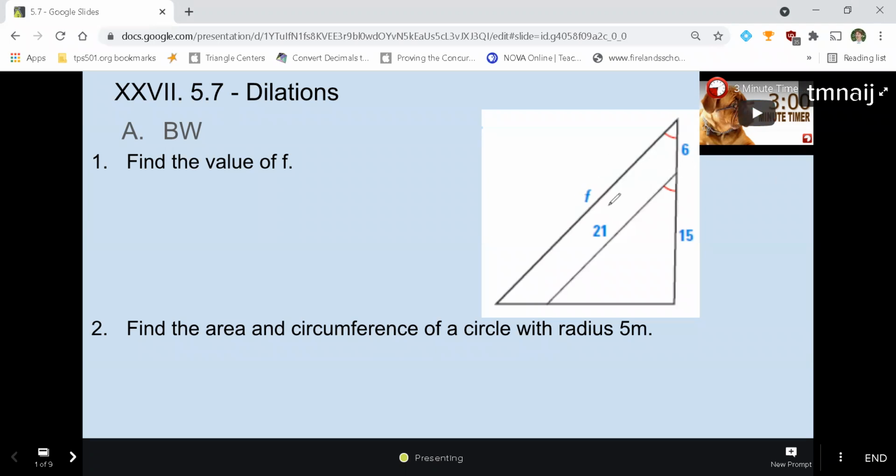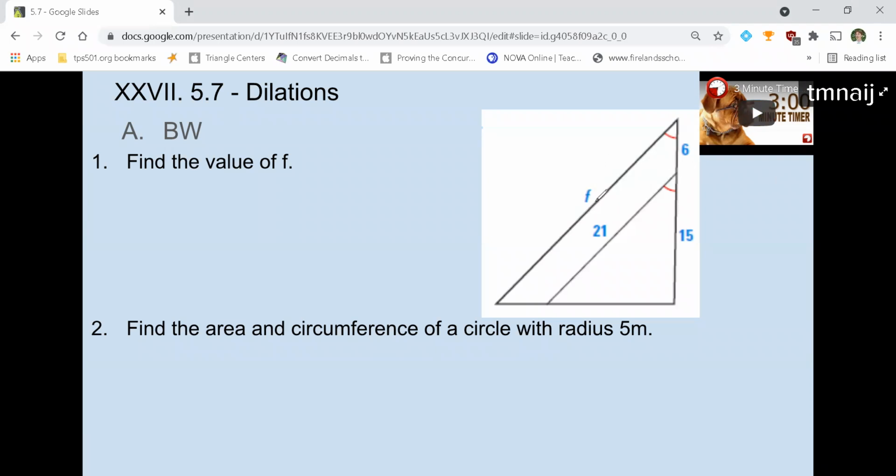We want to find the value of f. In order to do this, we will need to set up either a proportion, blank over blank equals blank over blank, or find the scale factor. I'm going to try setting up the proportion, and then you tell me what I did wrong. F over 21 equals 6 over 15.